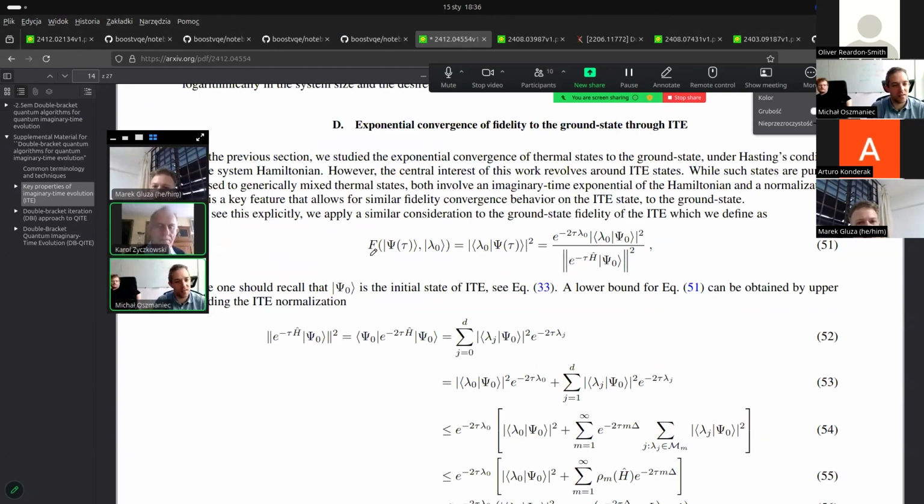But Michał, you would agree that basically the Hamiltonian is dense in some Pauli basis, yeah? That's the equation. Yeah. Well, in any basis, basically.